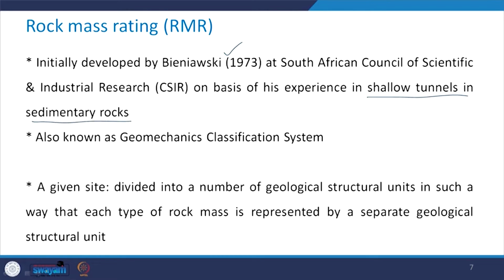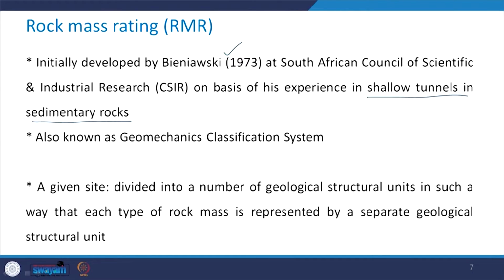Why is this very important? Because when this system was developed, many studies were conducted on shallow tunnels in sedimentary rocks, and on the basis of those studies only this system was developed.